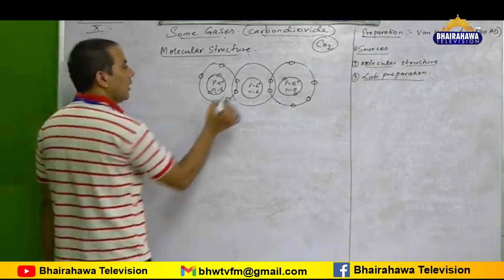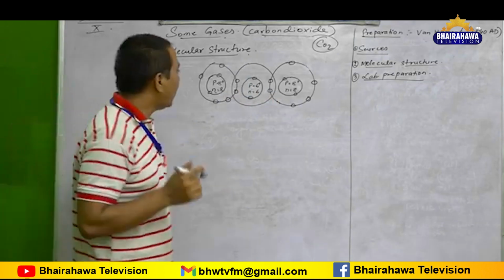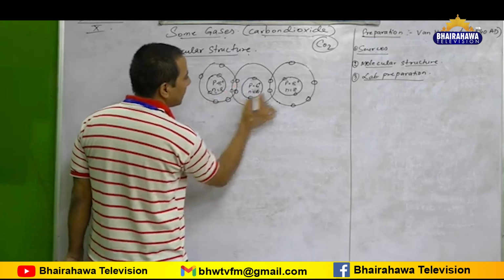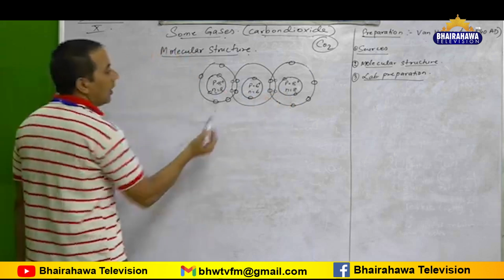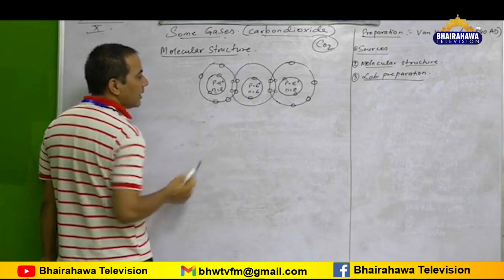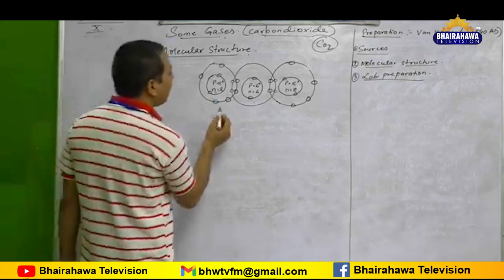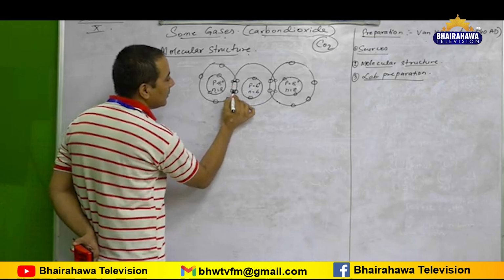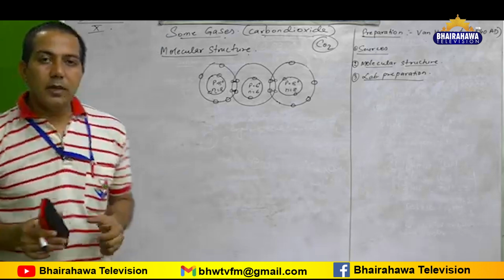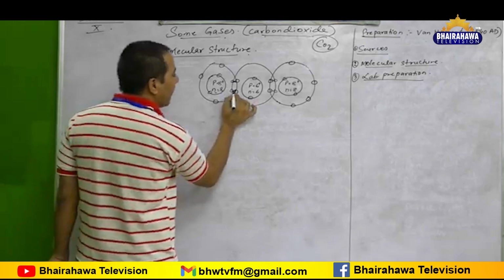Then in carbon, 2 will be in the first shell, then another 4 electrons will be there. So, how many electrons? 1, 2, 3, 4, 5 and 6 electrons will be there. So, what will happen? There is sharing of electrons, that means they share the electrons between them. In this way carbon dioxide is formed.